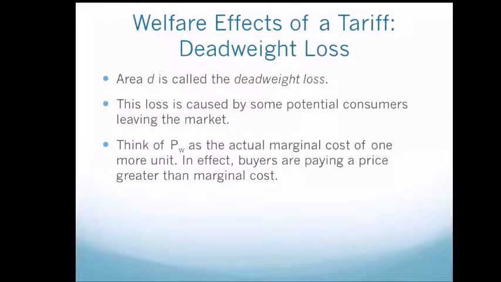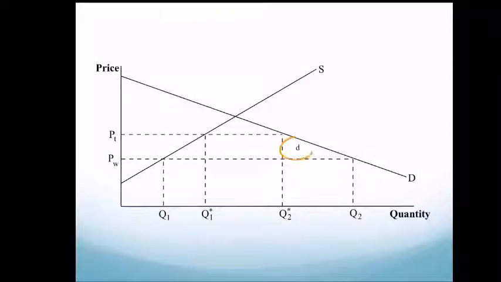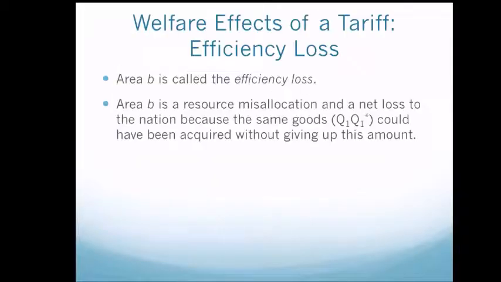The deadweight loss is the area below the demand curve, above the world price line, and between Q2 and Q2 star. Area B is called the efficiency loss. The triangle B is the additional cost to the nation when it tries to make the extra output Q1 star at home instead of buying it in the world market at price PW. Area B is a resource misallocation and a net loss to the nation because the same goods, Q1 star minus Q1, could have been acquired without giving up this amount.